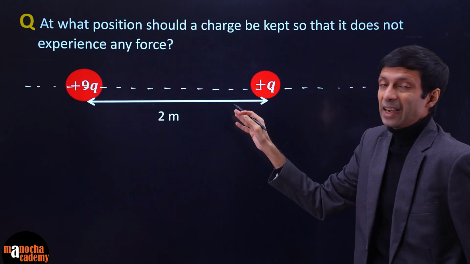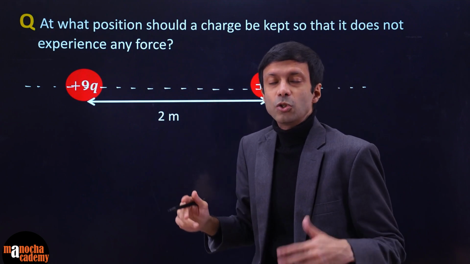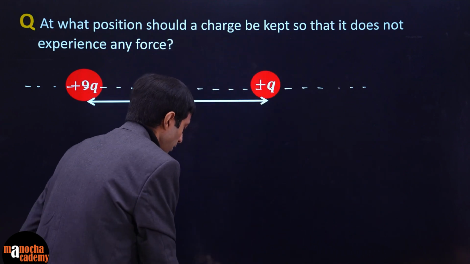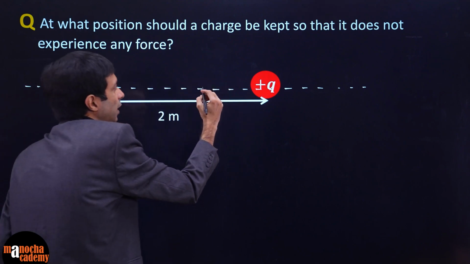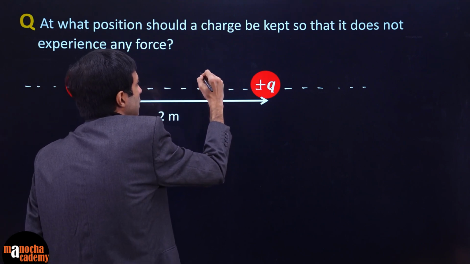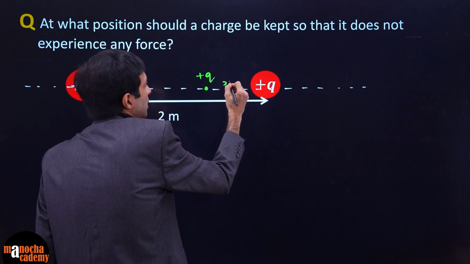Now, should we place it exactly at the center? Probably not, because this is 9q, this is q. So let's say I don't know the location. But intuitively, you're getting a feel that it's probably going to be closer to the weaker charge. So let's say we place the plus q here. Now, I don't know this distance, so I'm going to say this distance is x.